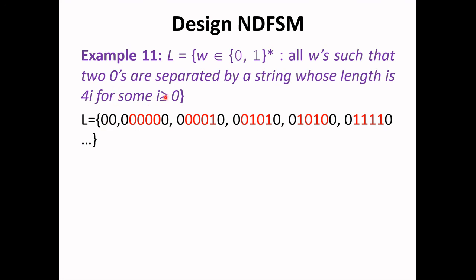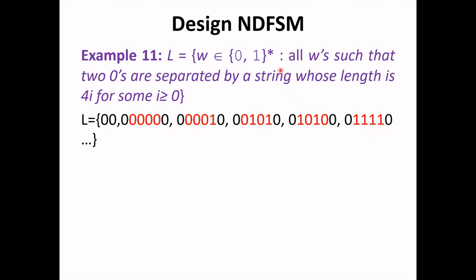Next, if i equals 1, 4 into 1 equals 4. So these two zeros are separated by a string of zeros and ones of length 4. For example, these two zeros as they are, and in between you have a string of length 4, like 0, 0, 0, 0, or 1, 0, 1, 0, or 1, 1, 1, 1, and so on. So let us design the NDFSM for this particular language stepwise.